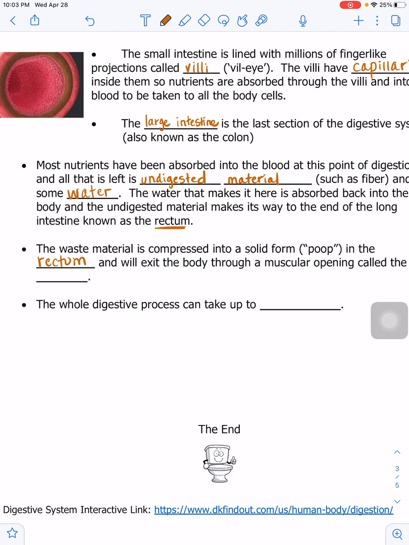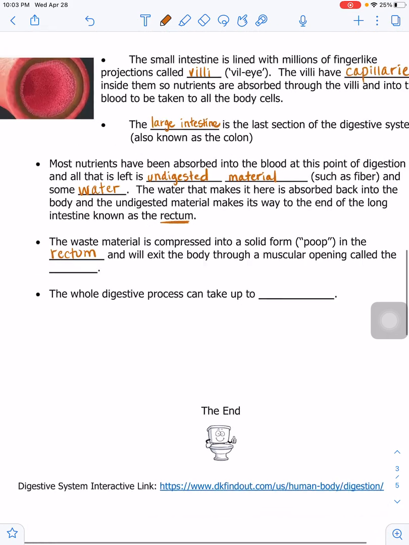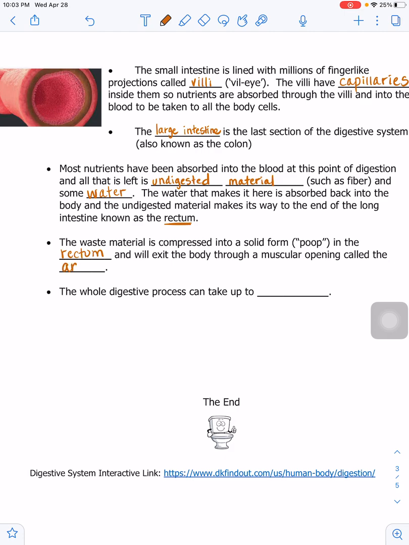And then your nervous system gets a message saying, hey, you have some solid waste here. You need to release it. And it'll exit through a muscular opening called the anus. So this whole digestive process, from eating to breaking down and absorbing and compressing the waste into solid form, can take up to 36 hours. Some people's digestive tracts are faster, some are slower, but that's an average.